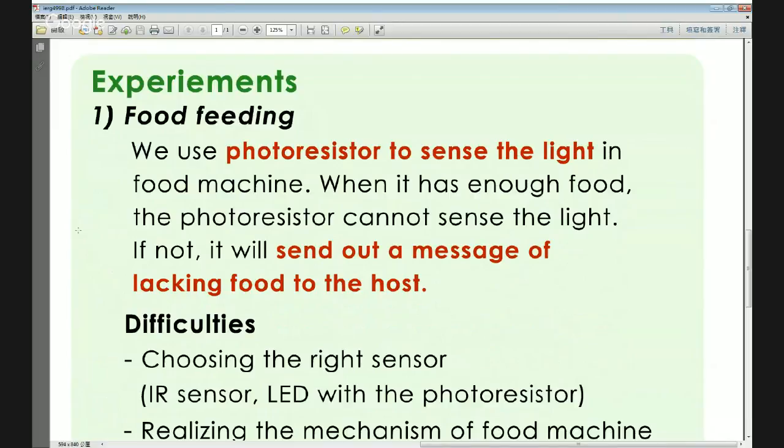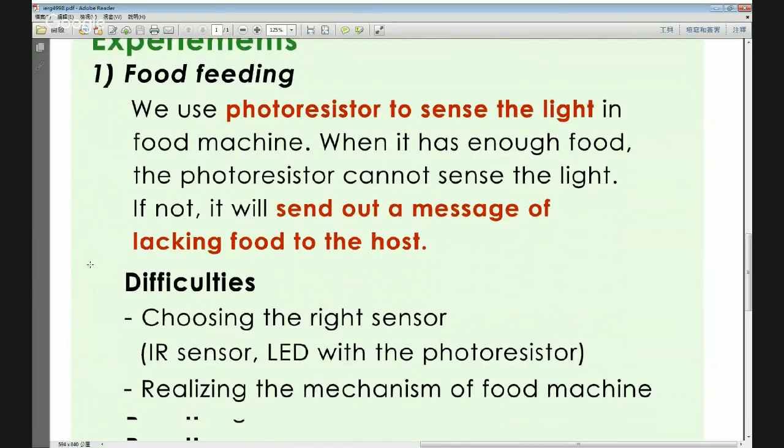Otherwise, the photoresistor can sense the light. That means the dry dog food is nearly empty. The server will receive the signal from the machine and the Arduino will send out a message to the user to notify them that the food storage isn't enough.